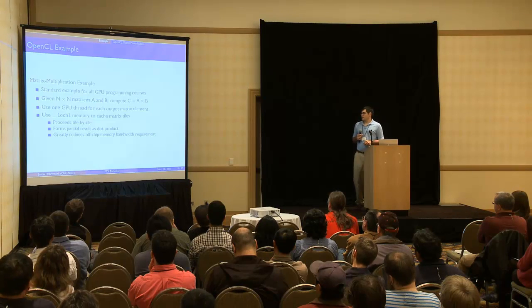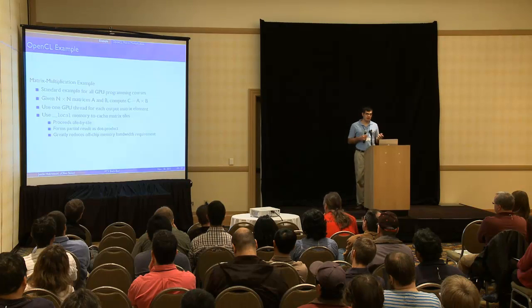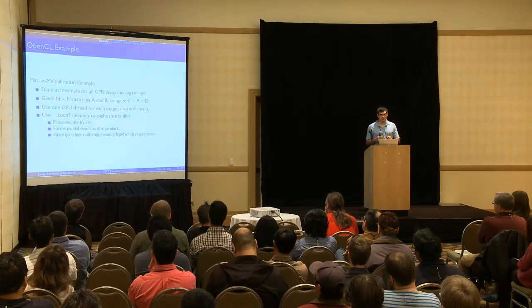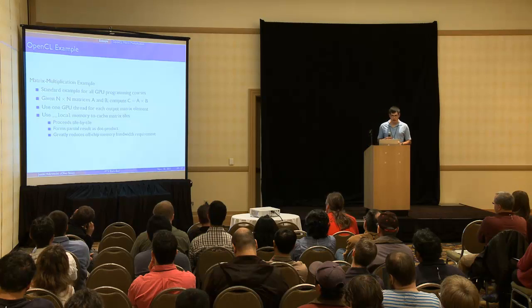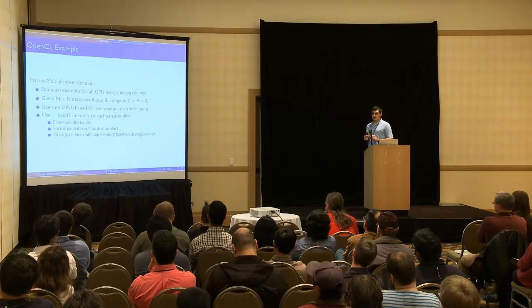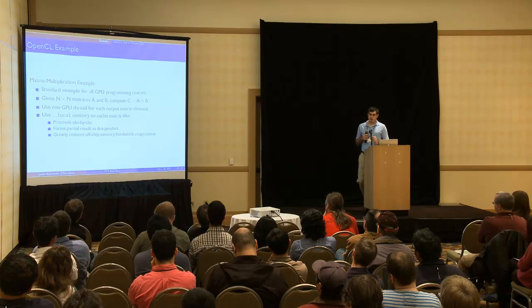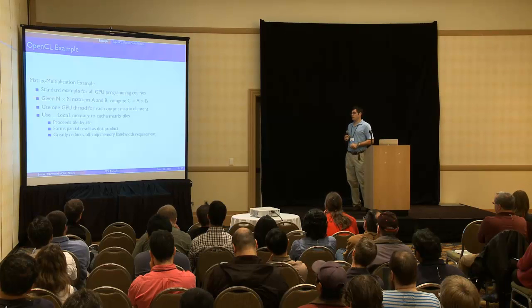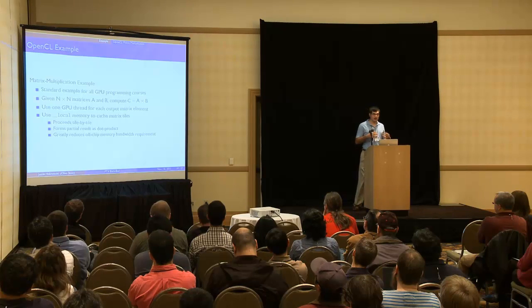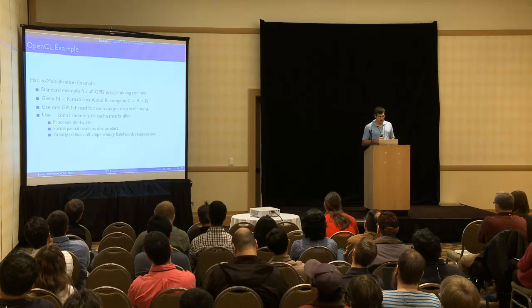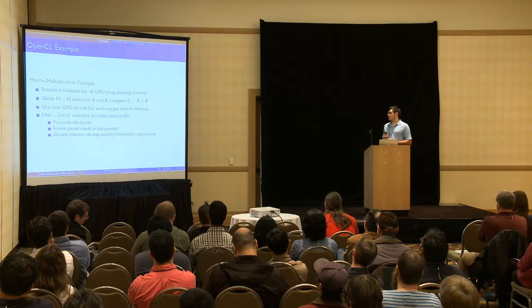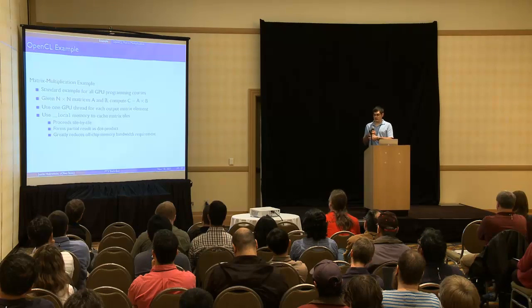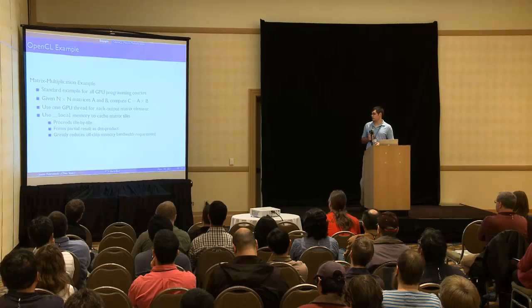We're going to make it easy for ourselves and say we're going to use one GPU thread to compute each element of the output matrix. Further, we're going to use local memory as a way to cache data in our fast scratchpad memory, which will allow us to greatly improve the execution speed of this particular kernel.